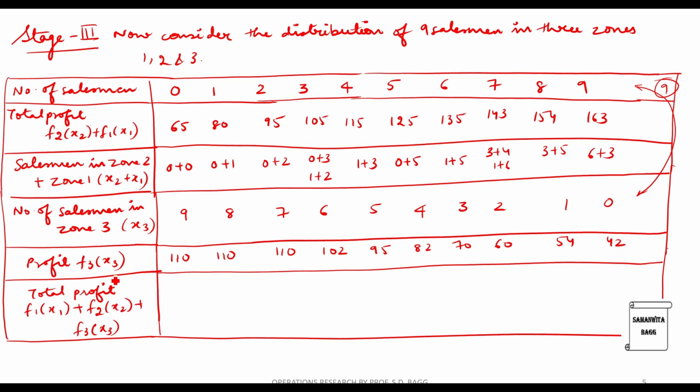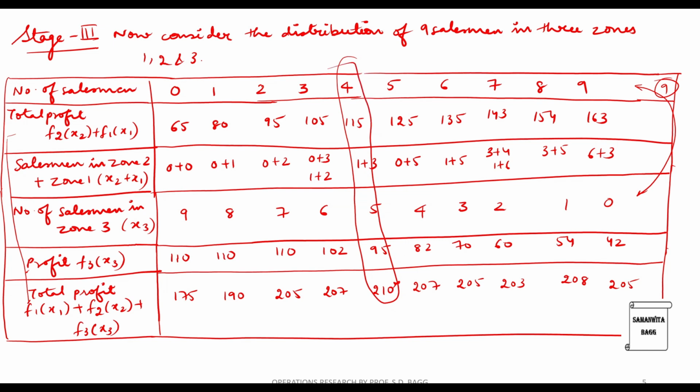Now I am going to add the total profit. So I am going to add this second one and the fifth one. So when I add 2 and 5, I will get this final value. So here I get 175, 190, 205. So now I have added all of them. I'll figure out which is the highest value, that is this 210. So I have got the answer. Whatever is corresponding to 210 is my complete answer.